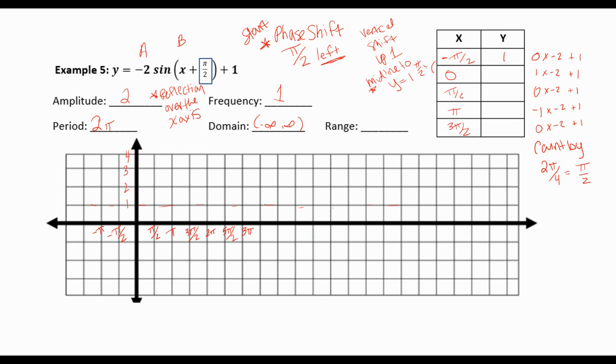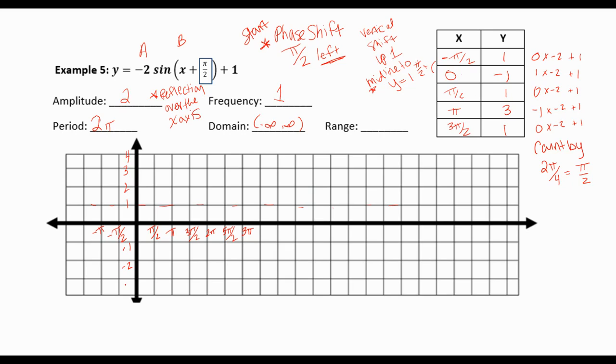Positive 1 times -2 is -2, plus 1 gives me -1. 0 times -2 is 0, plus 1 is 1. Notice the height going from -1 to 3, that's a distance of 4, that's showing my amplitude is 2. -1 times -2 is +2, plus 1 is 3. 0 times -2 is 0, plus 1 is 1.